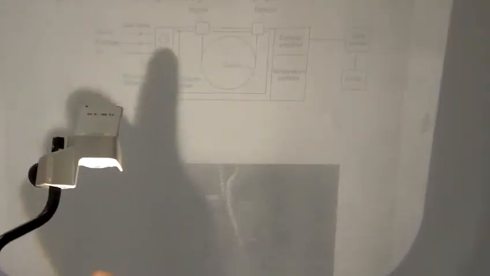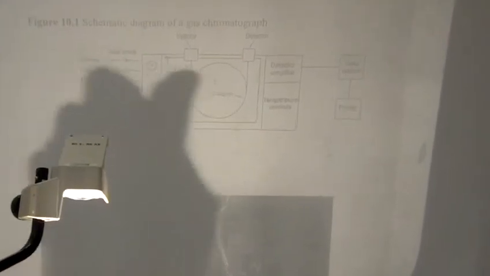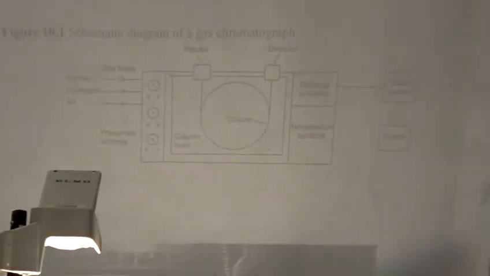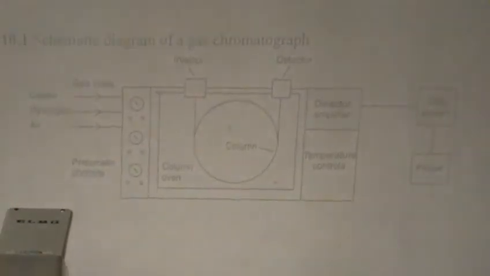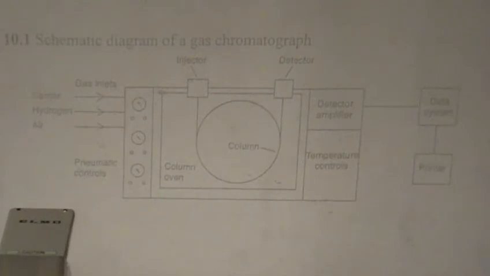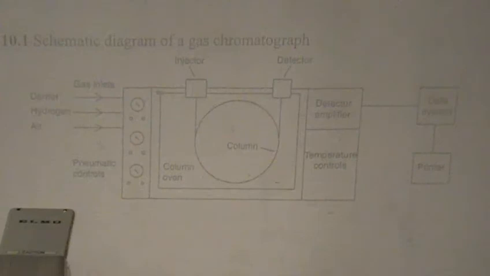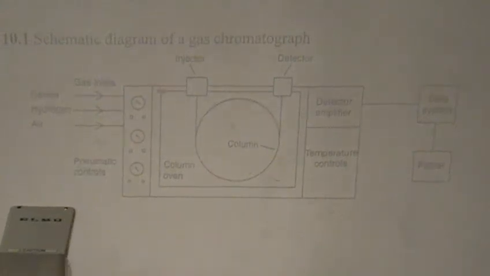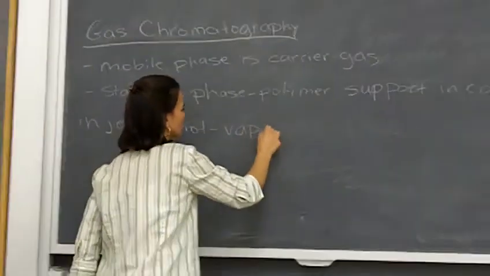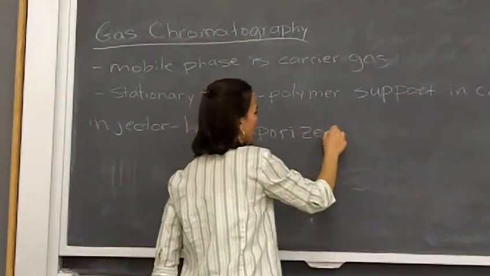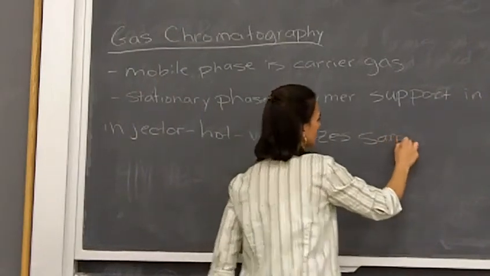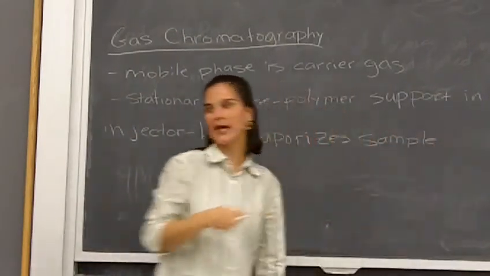So what happens is you've got your sample. It is going to be injected into the instrument. We've got a big auto sampler that holds all of our samples, and as it runs each sample, it injects the sample into the instrument. That injector is hot, okay? And it vaporizes the sample. So right away it goes into the instrument basically as a gas, okay?